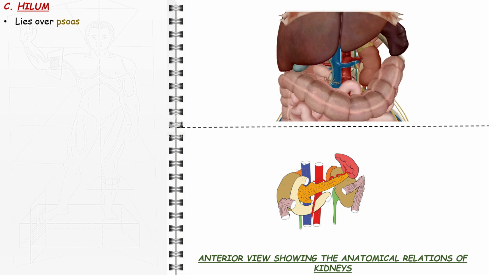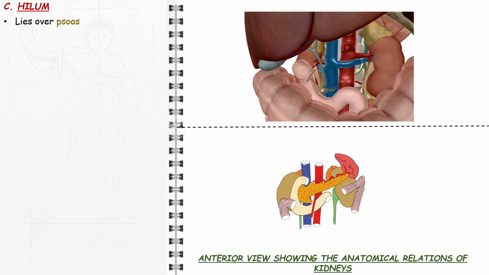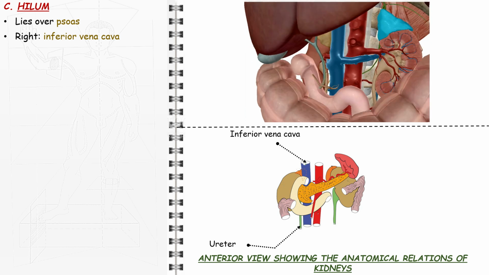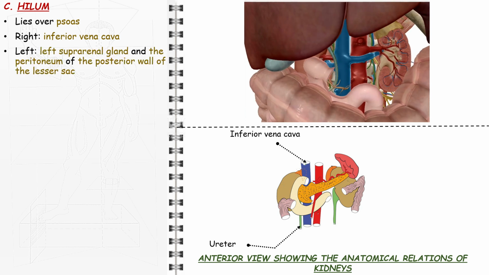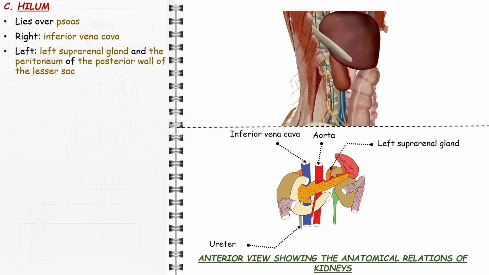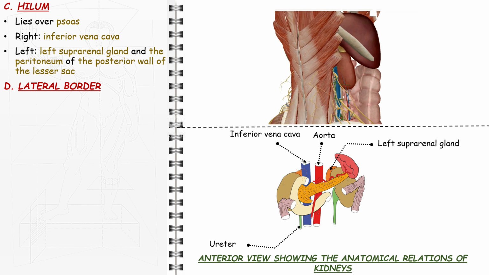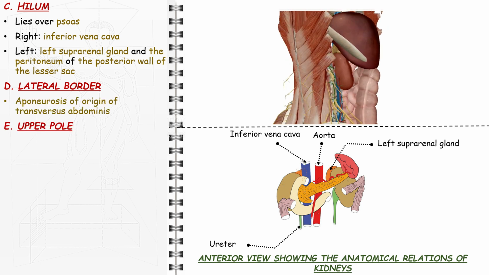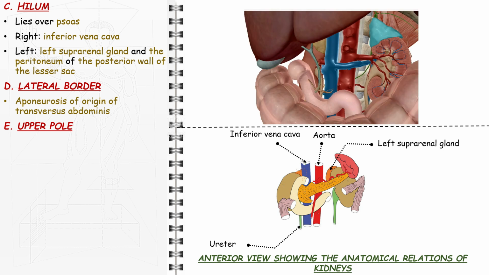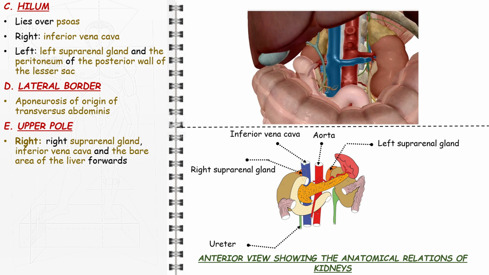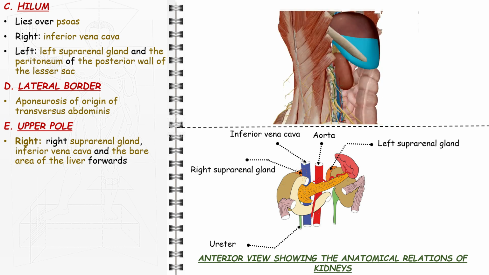On the right, it is next to the inferior vena cava and the ureter. On the left, it is overlaid by the left suprarenal gland, next to the aorta and the vena cava behind the lesser sac. The lateral border is surrounded by the aponeurosis of origin of transversus abdominis muscle. The upper pole is overlaid by the suprarenal gland. On the right, it is in contact with the inferior vena cava and the bare area of the liver forwards. On the left, it is in contact with the spleen.